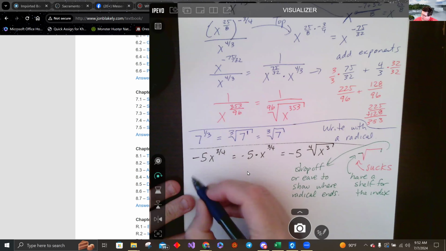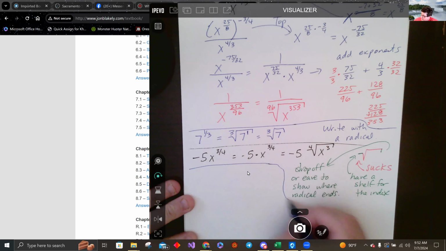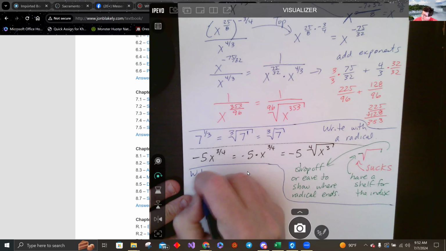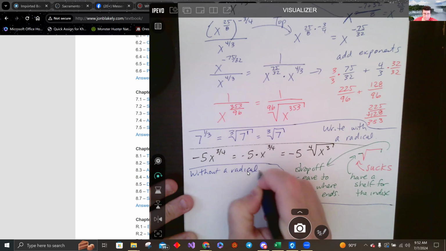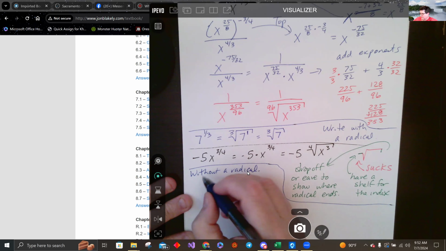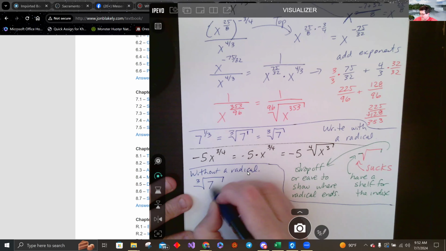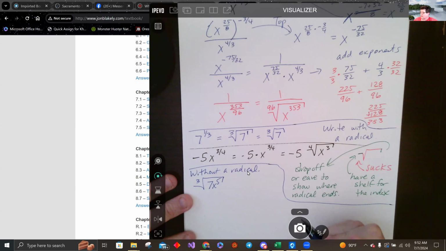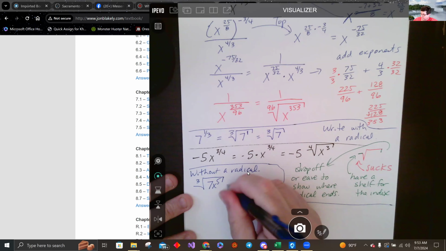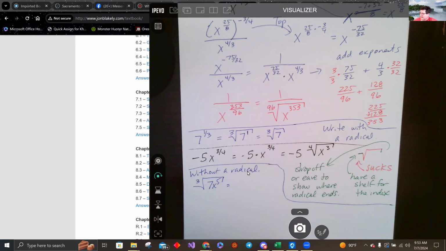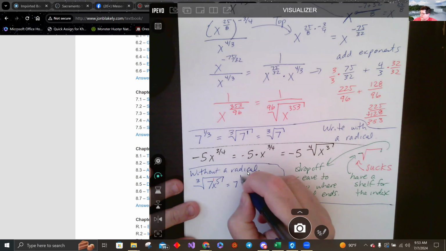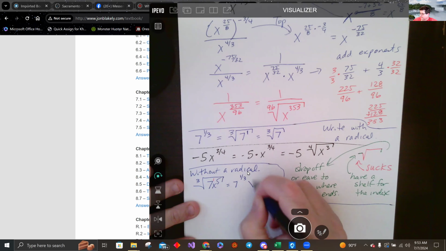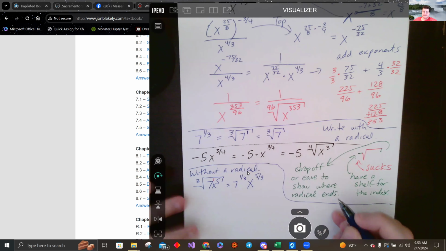We're going to do the following one, rewrite without a radical. If we have the cube root of 7x to the 5th power, 7 has an invisible 1 exponent. So this becomes 7 to the 1/3, x to the 5/3.